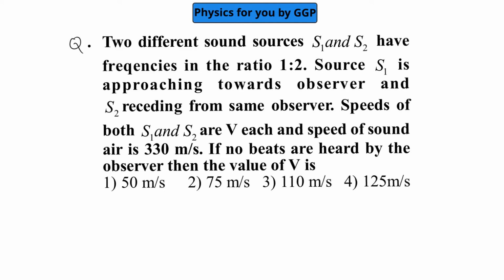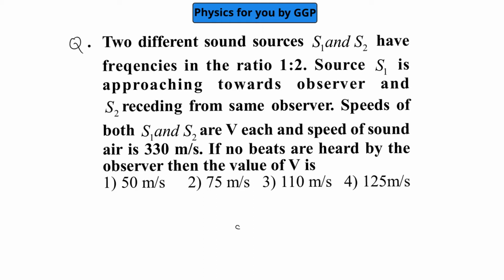It is given that two different sound sources S1 and S2 have frequencies in the ratio 1:2. Source S1 is approaching towards the observer and S2 is receding from the same observer. The speed of both S1 and S2 are v each, and speed of sound in air is 330. If no beats are heard by the observer, then the value of v is.